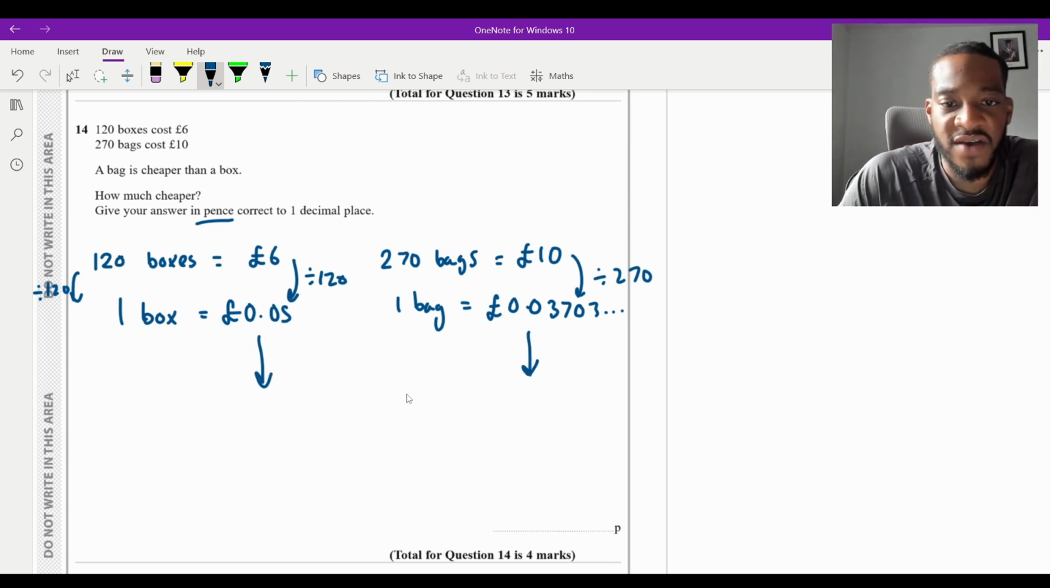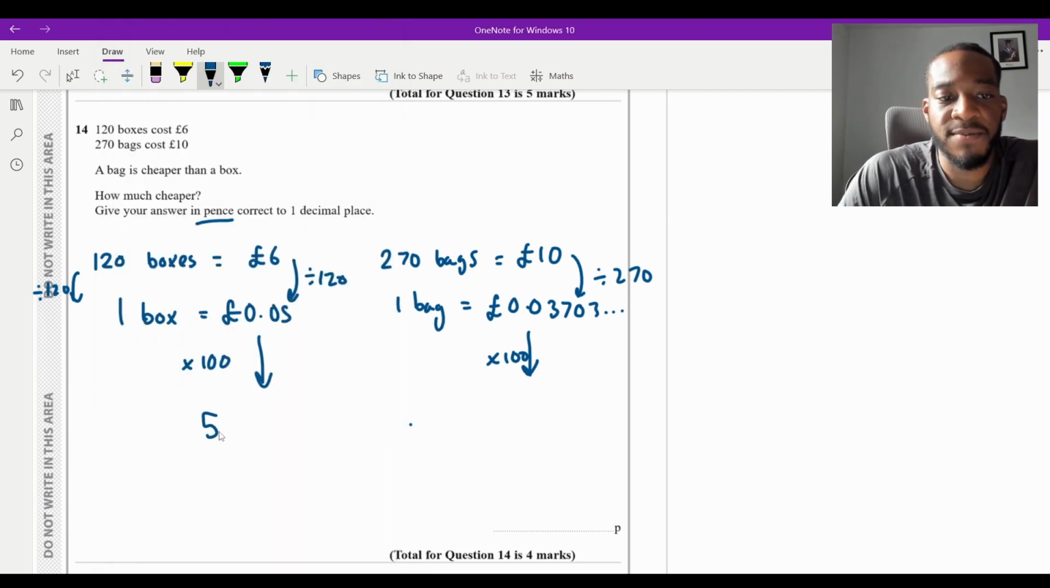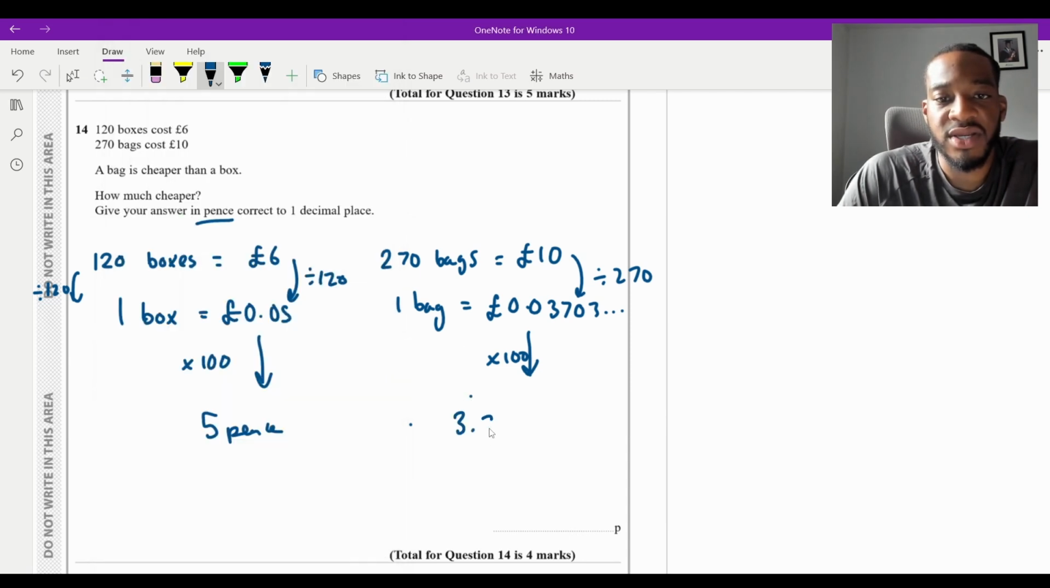So what I'm going to do is convert this into pence now by timesing them by 100, aren't we? So doing that, that's just going to be 5 pence, but I'll just do it here. 0.05 times 100 is going to give us 5, so it's going to give us 5 pence here. And then this one, I'm going to times by 100, go back here. Get that answer. And I'm going to do this number times 100 to get into pence, which is going to be 3.703 blah blah blah. So I've got 3.703 blah blah blah, and this is in pence.